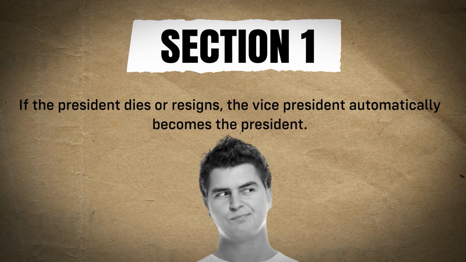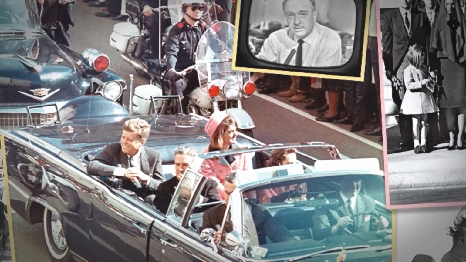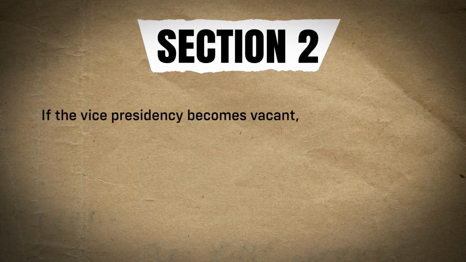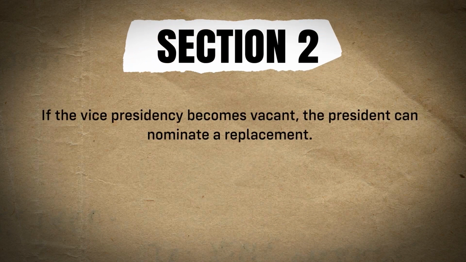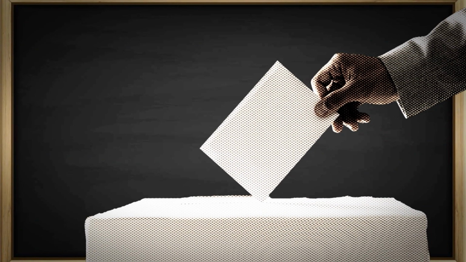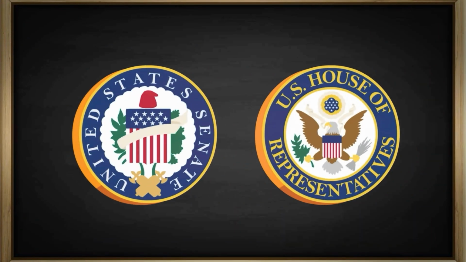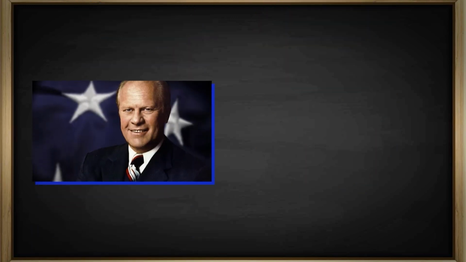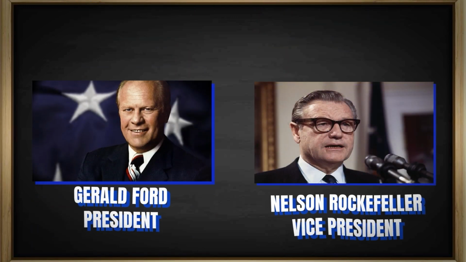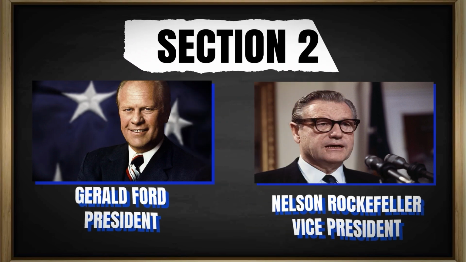We've seen this in action a few times throughout history, from Gerald Ford taking over after Nixon's resignation to Lyndon Johnson stepping in after Kennedy's assassination. Section 2. If the vice presidency becomes vacant, the president can nominate a replacement. That nominee then needs to be approved by a majority in both the House of Representatives and the Senate. For example, when Gerald Ford became president, he nominated Nelson Rockefeller as his vice president under Section 2.